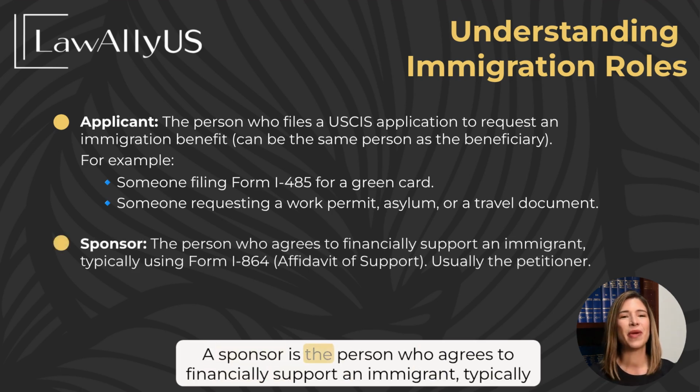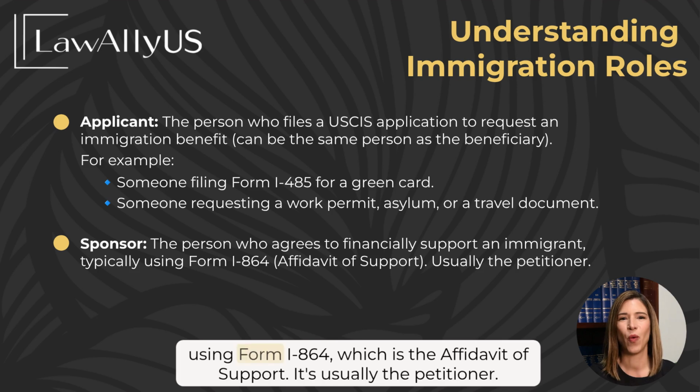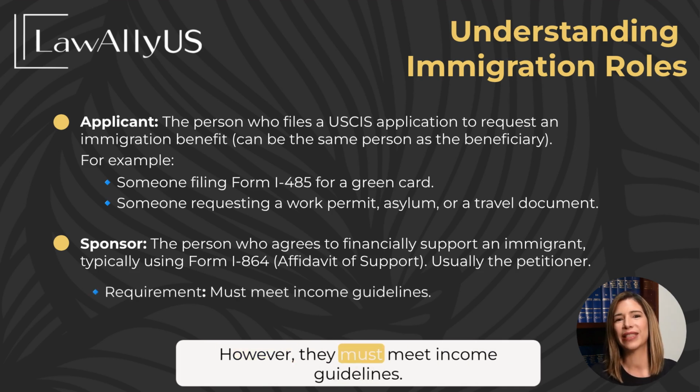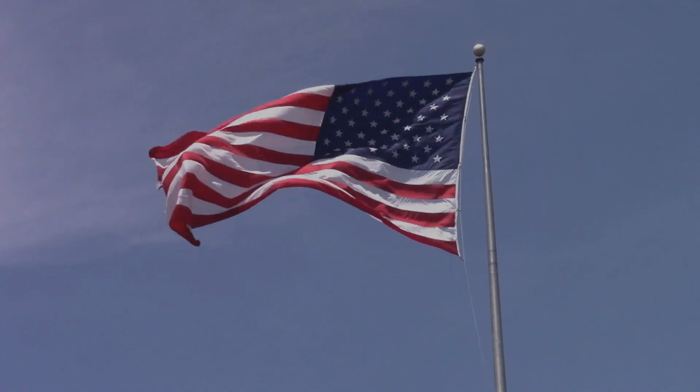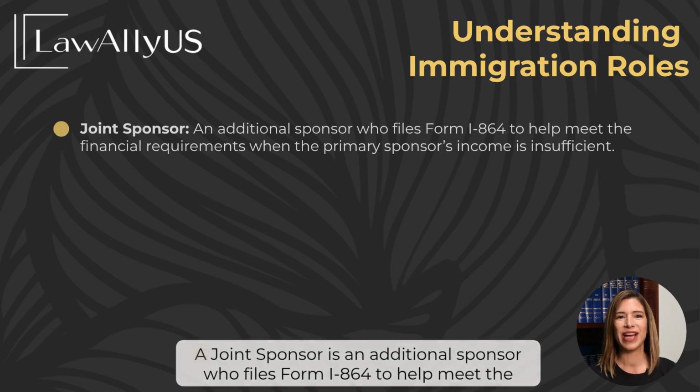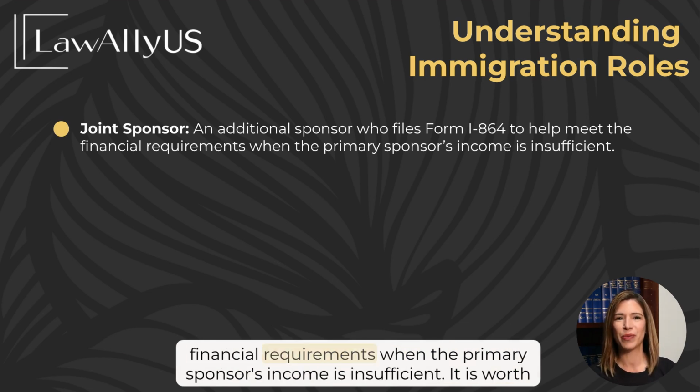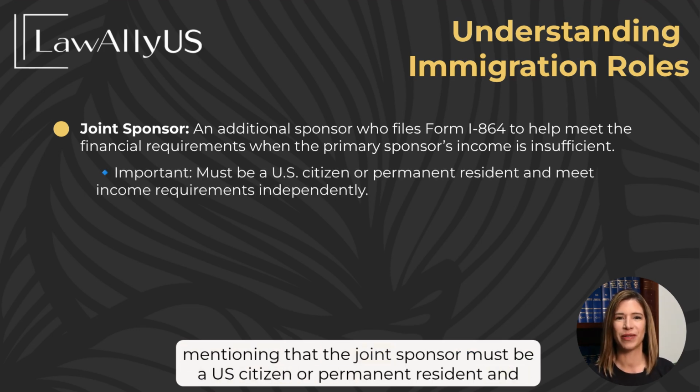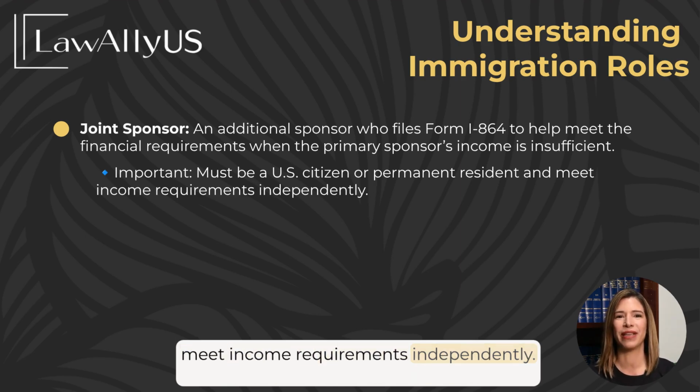A sponsor is the person who agrees to financially support an immigrant, typically using Form I-864, which is the affidavit of support. It's usually the petitioner. However, they must meet income guidelines. A joint sponsor is an additional sponsor who files Form I-864 to help meet the financial requirements when the primary sponsor's income is insufficient. It is worth mentioning that the joint sponsor must be a U.S. citizen or permanent resident and meet income requirements independently.